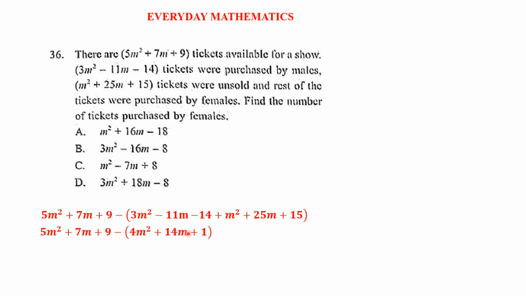So when you subtract it, you are going to get 5m square plus 7m plus 9 minus 4m square plus 14m plus 1. Now from here only we will try to see our options. If you see 5m square minus 4m square, this will give you m square. In the options, A and C have m square, so B and D options you can eliminate, isn't it? Now you have to see for the variable m. So 7m and minus 14m. When you subtract 7 minus 14, you are going to get minus 7m. So from here you can say that the correct option will be option C.